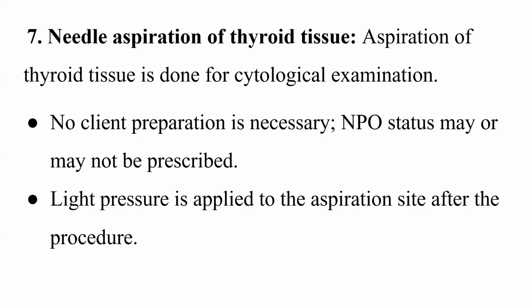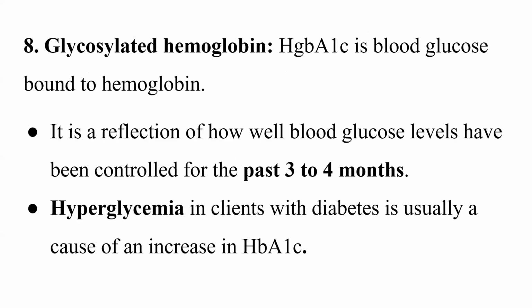Little pressure, please. So the next one is glycosylated hemoglobin. It is another test used to determine endocrine dysfunction, usually done for clients with diabetes mellitus. So this is basically done for the endocrine gland of the pancreas. Glycosylated hemoglobin is abbreviated as HgbA1C.